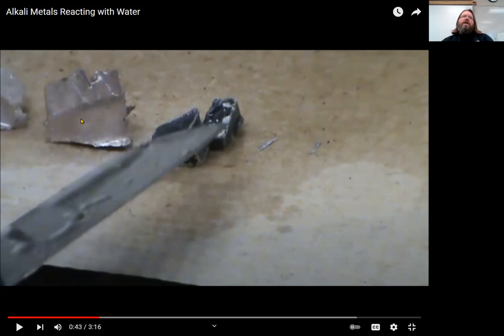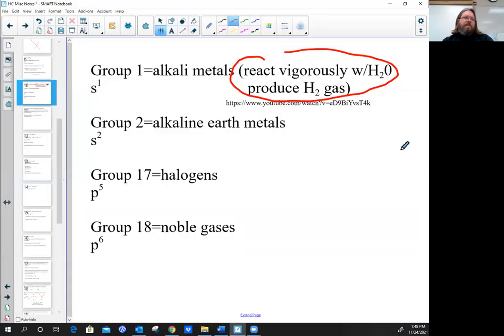because they react vigorously with water, and they can even react with the humidity in the air in the room. Ultimately, he's going to take the lithium, sodium, and potassium samples and drop them into some water. If you remember, we talked about how these react vigorously with water. They'll break the water apart to produce hydrogen gas and oxygen gas.